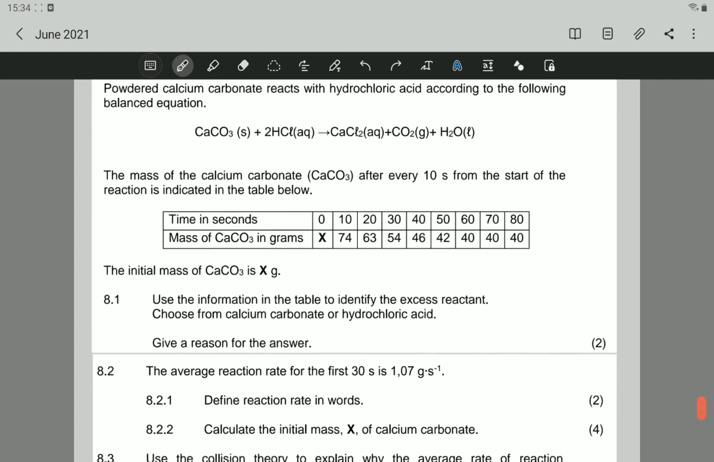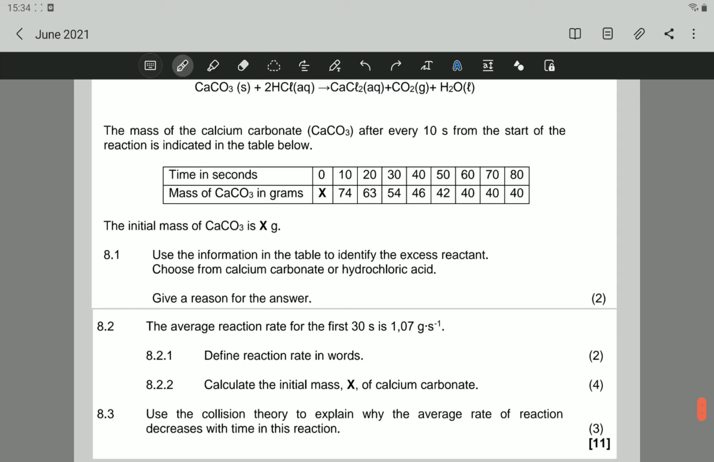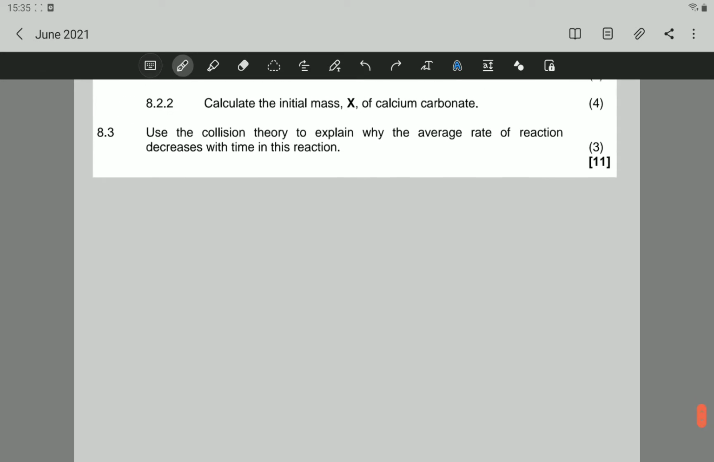the table below. There you have a table where you have in one of the rows time in seconds, starting from 0 and going to 80 seconds, and at the bottom you have the mass of calcium carbonate in grams. We know that at 0 time we don't know the mass of calcium carbonate. That is the initial mass of calcium carbonate. Now, the initial mass of calcium carbonate is X grams. So, it means we don't know what was the starting amount of calcium carbonate. Now, they say use the information in the table to identify the excess reactant, choose from calcium carbonate or hydrochloric acid, and then give a reason for the answer.